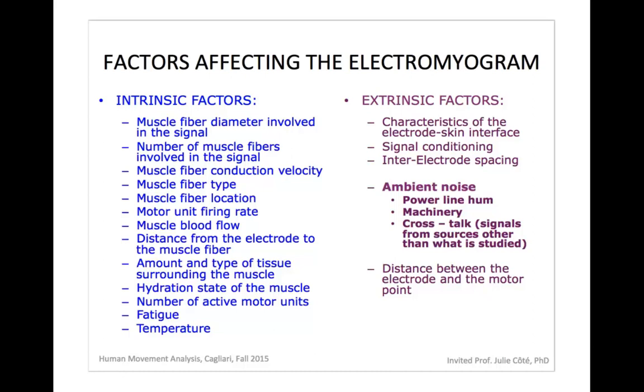So what are some factors that affect the EMG? First of all, the diameter of the muscle fiber that's involved in the signal, the number of muscle fibers, the conduction velocity, the fiber type, the fiber location, the firing rate, the amount of blood flow that you get to the muscle, the distance from the electrode to the muscle fiber, the amount and type of tissue that surrounds the muscle, what's the hydration state of the muscle, are you dehydrated, the number of active motor units, the level of fatigue, and the temperature.